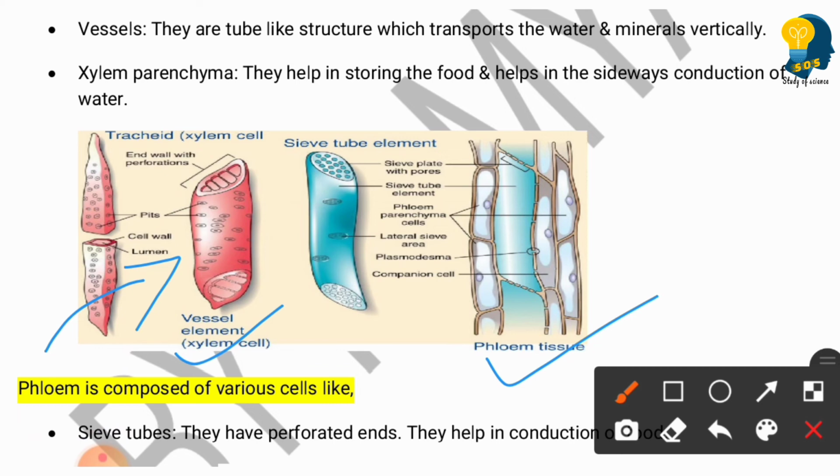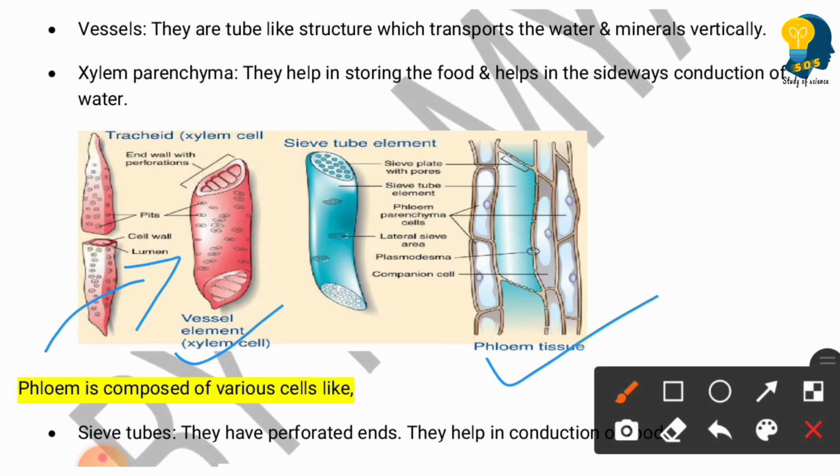It helps in conduction of water and minerals to the different parts of the plant. As well as, when I talk about the phloem, it has the sieve tubes, companion cells, phloem fibers and phloem parenchyma. These are the different cells which are present in the phloem. So what are the functions of these?